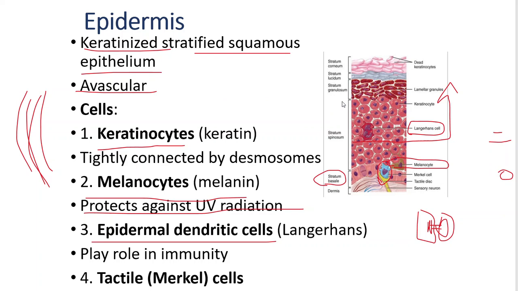Let's talk about our layers. Starting from the bottom, one layer thick is the stratum basale. It is the layer that is constantly undergoing mitosis. Of the two daughter cells that result, one stays and the other goes up. Then we have the stratum spinosum. These guys, they're on their way to producing keratin, becoming keratinocytes.